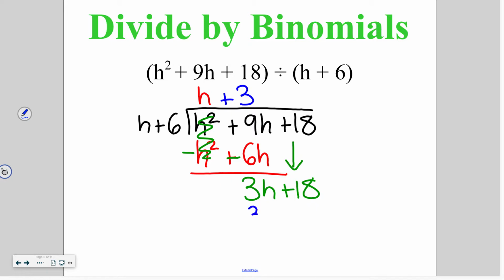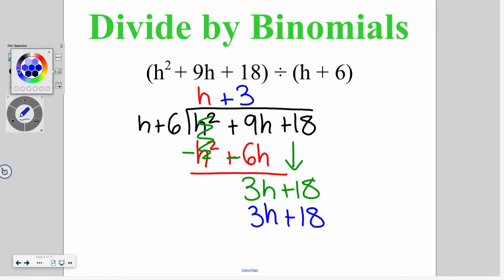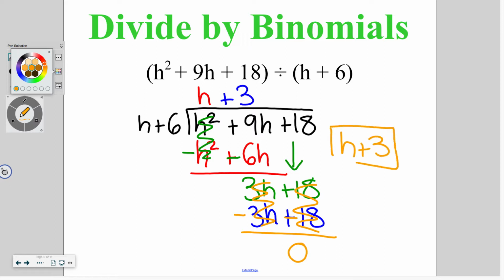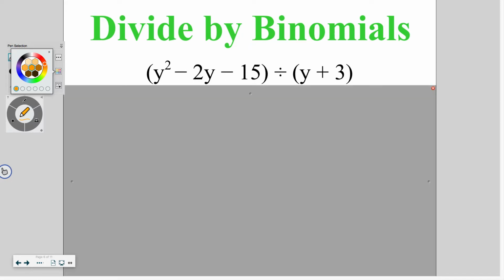So 3 times h is 3h, 3 times 6 is 18. Then I'm going to go ahead and subtract again. So subtracting, 3h minus 3h makes that go away, 18 minus 18 makes that go away, meaning that I have nothing left over. So our answer to this problem is h plus 3. When I do that division, I get h plus 3. Go ahead and try this one on your own.